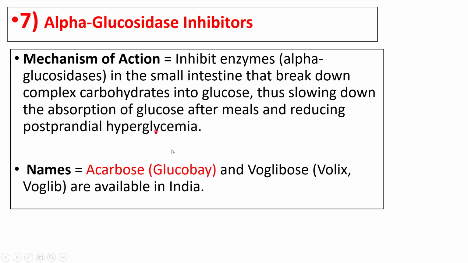Are you getting my point? So this is the best medicine to control PP because in the intestine, this enzyme is doing the breakdown of carbohydrate. So from carbohydrate, glucose is formed. This is simple physiology. So this conversion of carbohydrate to glucose is stopped because this acarbose is inhibiting, meaning stopping, the action of this enzyme in the intestines.